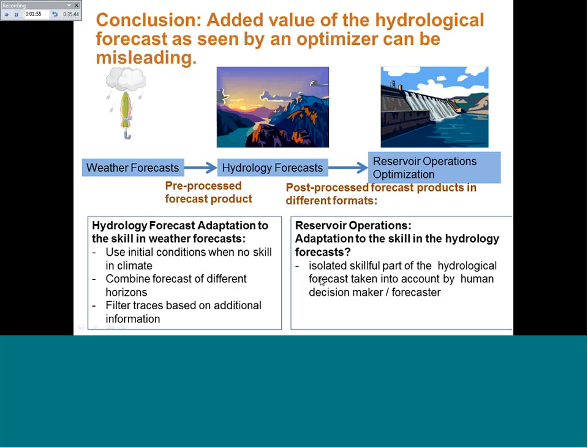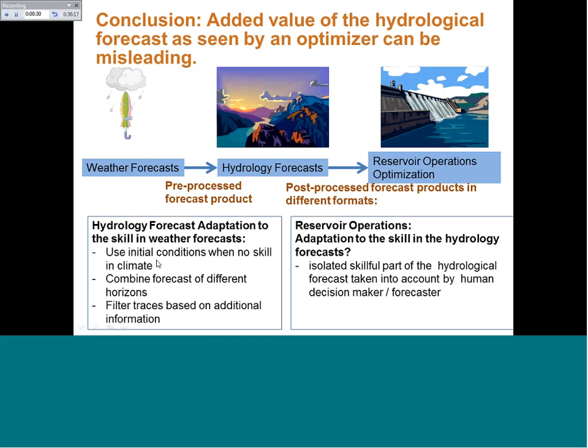What I want to conclude here is, in my opinion, the added value of the hydrological forecast as seen by an optimizer can be misleading. And another way to look at it is through the way that the hydrologic forecasts are being done. When we know that there will be no information in the seasonal forecast, we base our forecast on the initial conditions.